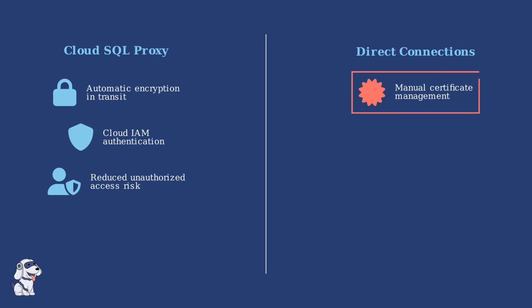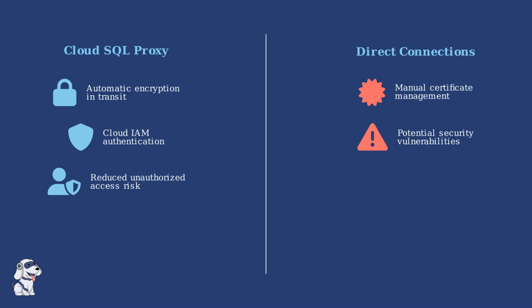Direct connections, on the other hand, require you to manually manage SSL certificates. This includes generating, distributing, and regularly rotating certificates to maintain security. If certificate management is not handled correctly, it can become a significant security vulnerability. Expired certificates, improper storage, or weak certificate policies can all compromise your database security. Additionally, setting up secure direct connections requires more complex configuration, including proper firewall rules, IP whitelisting, and SSL configuration, which increases the chance of misconfiguration.